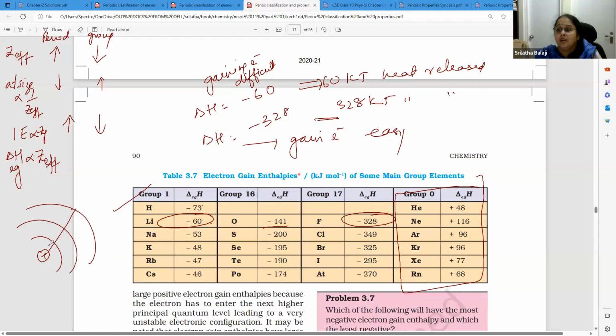Understood? So more Z effective, more delta H. That's what is happening. When you move from left to right, Z effective increases. So what happens to electron gain enthalpy? So here, that's why we use the word negative electron gain enthalpy increases. Understood? We use the word negative electron gain enthalpy. That means gaining electron is easier. Clear? And down the group, it decreases. Clear?